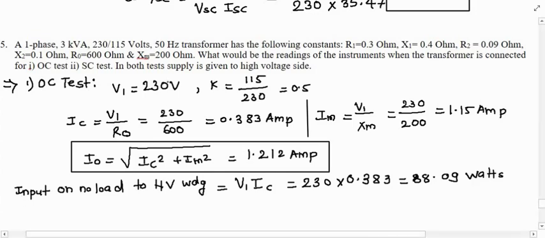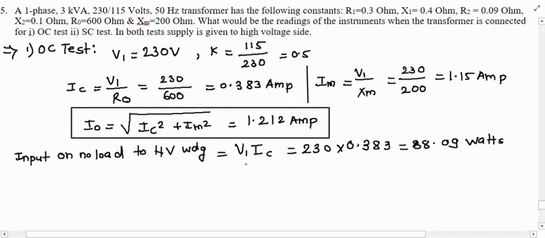So we have connected the primary winding with 230 volt. The no load current which is flowing due to that applied voltage is 1.212 ampere, and the power taken from the supply is 88.09 watts. So here the readings of instruments are, what will my voltmeter show me? The voltmeter will show me 230 volt because I have applied 230 volt. My ammeter, which is connected in series with the primary winding, will show me the reading of the no load current, right?